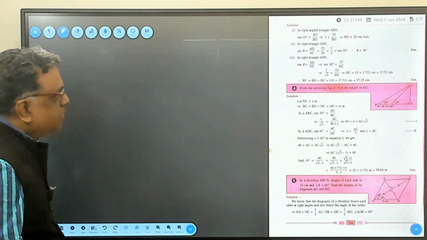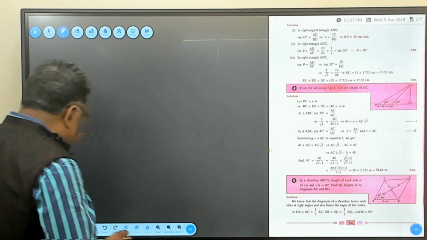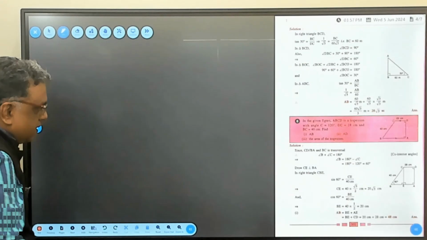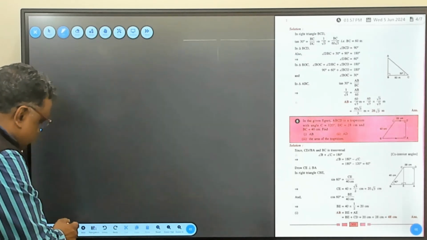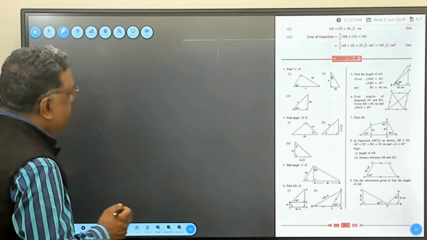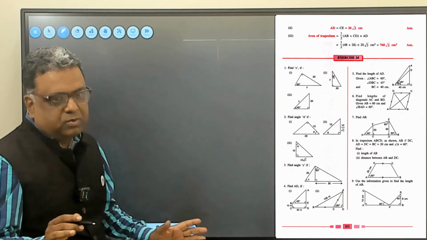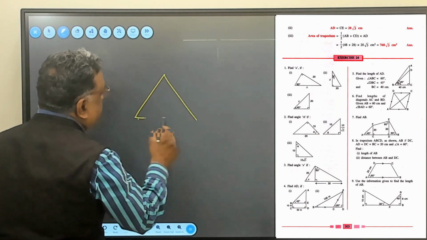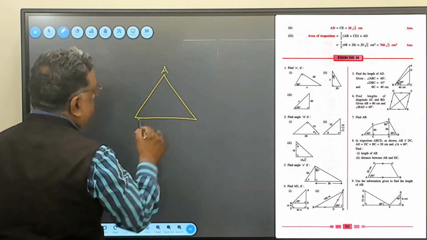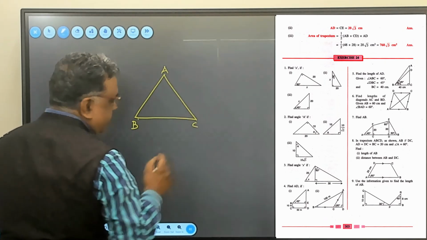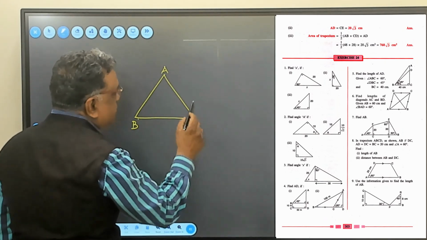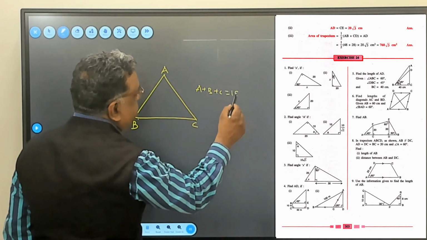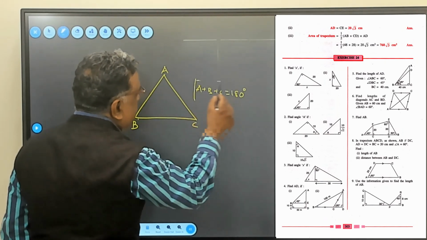I'm sure a lot of people have asked me certain queries which I'll try to revisit here. Okay. So first of all, I think everyone knows the sum of angles of a triangle, let's say A, B, and C. If I say A plus B plus C is always 180 degrees. This property we must be knowing.